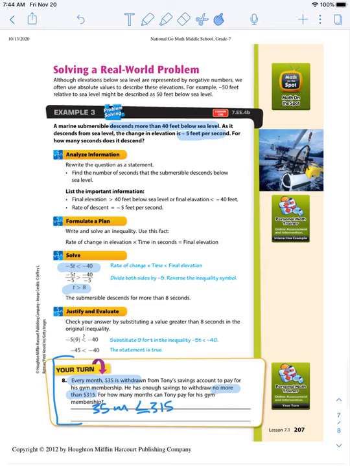All right, then we solve for m. Divide both sides by 35. You should get m is less than or equal to 9, which means Tony can pay for his gym membership for no more than 9 months.